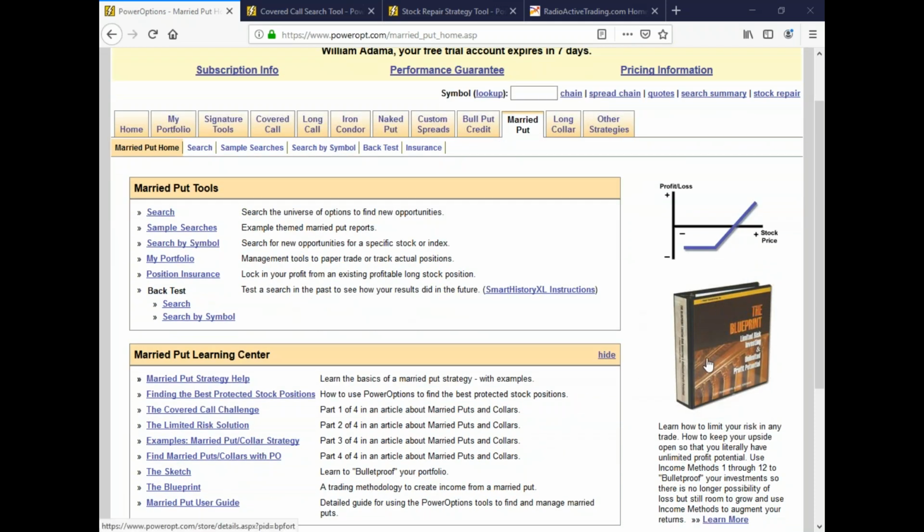That's what's described in the blueprint to help you adjust the position if the stock has moved up, if the stock has moved down, or if the stock's stagnating.